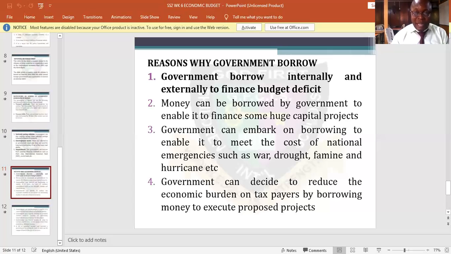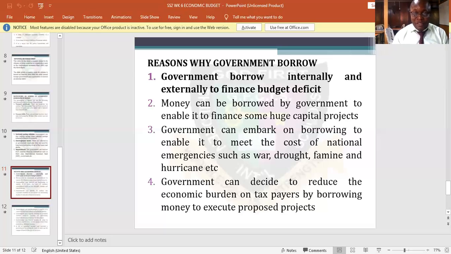Then money can be borrowed by governments to enable them to finance some huge capital project. So government borrow because they want to ensure that they finance large capital project. They look at the large capital project that they want to do, and there's no money in the government purse. The best thing for them is to borrow from maybe Paris Club or any other place.